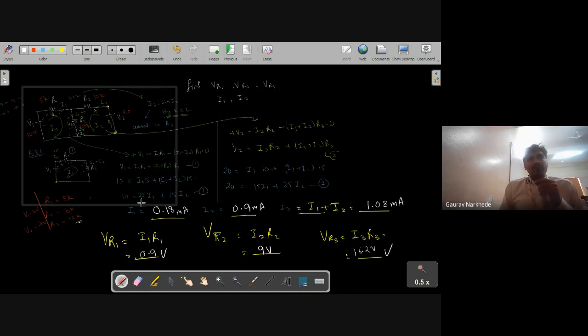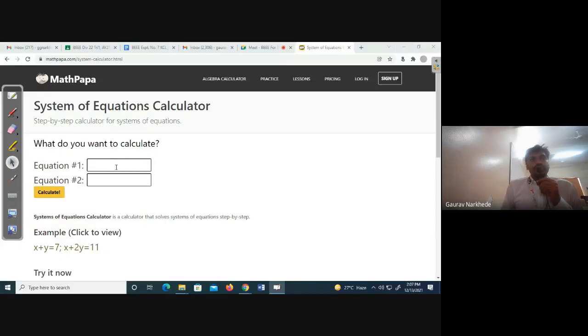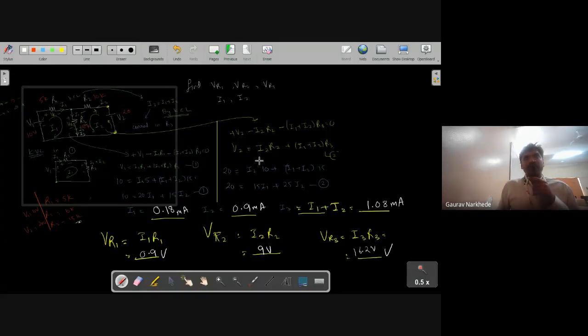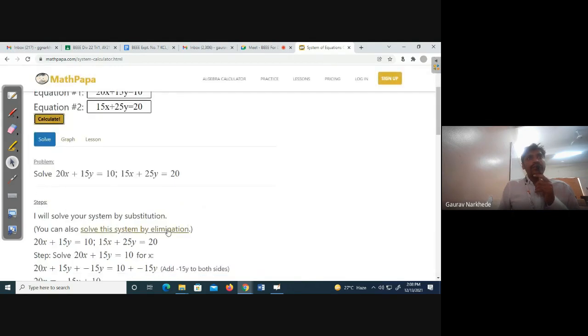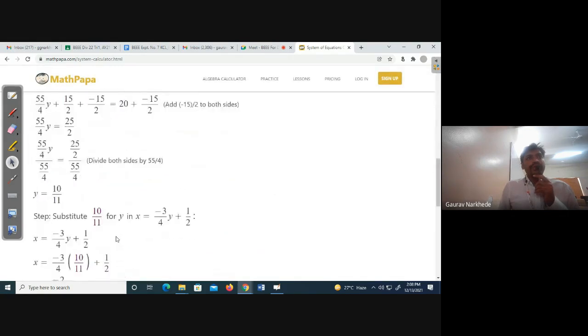Okay, let me solve this equation. So this is 20x plus 15y equal to 10, and the second equation was 15x plus 25y equal to 20. Is it correct? And I will calculate. So what is the x value and what is the y value?